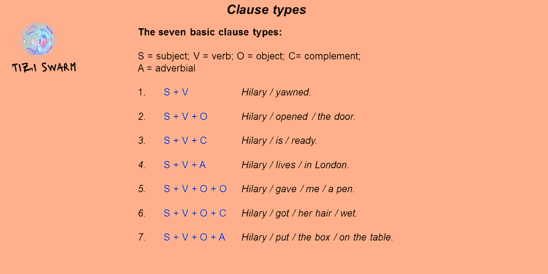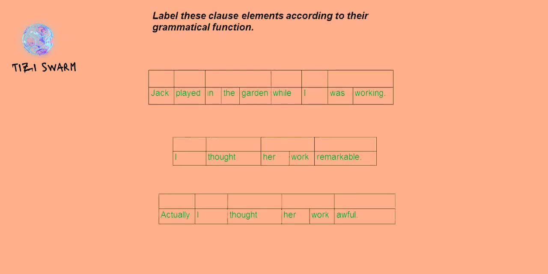Okay, so let's try that out. Let's put that into practice. So I'd like you to have a go at labelling these 3 sentences according to their clause elements. So label the bits in the boxes according to whether it's a subject, a verb, object. You can have a go at saying if it's direct or indirect object, if that's applicable, complement or adverbial. So pause there and have a go at labelling those 3 sentences. Okay, answers coming up.